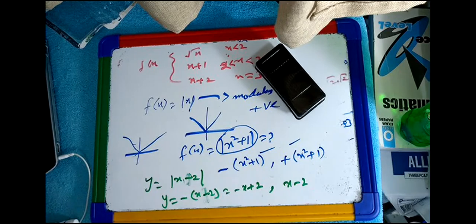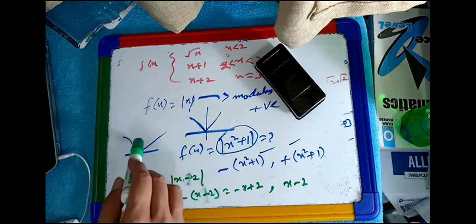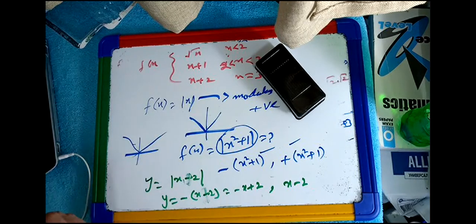This is because of modulus. Whenever you remove the modulus, you take plus minus, plus of the function and minus of the function. Because the function goes on the negative side and positive side, but it will not go down. It will be above the x-axis.